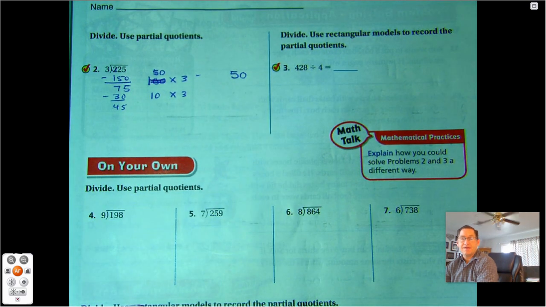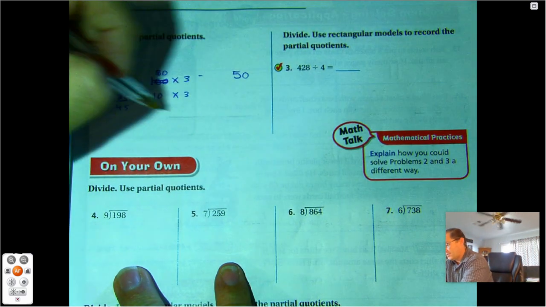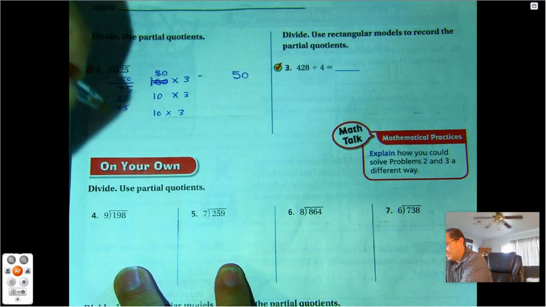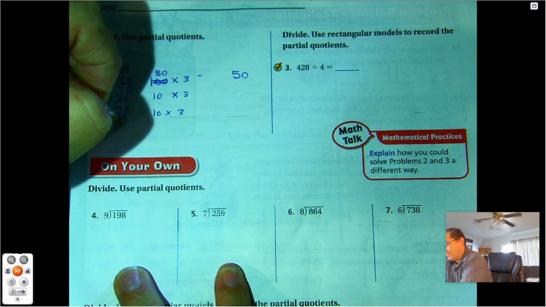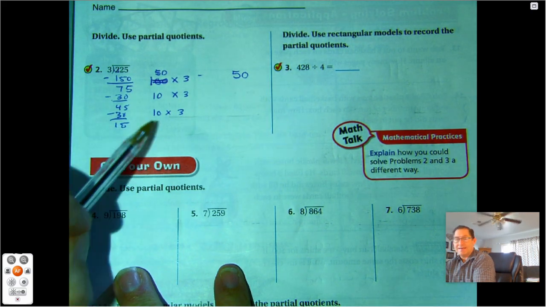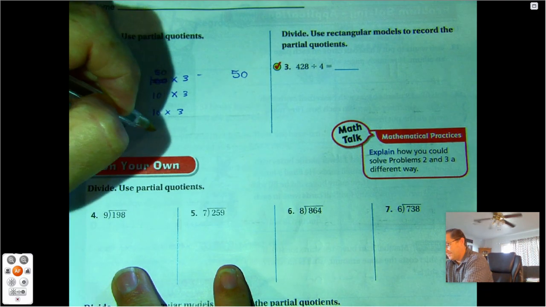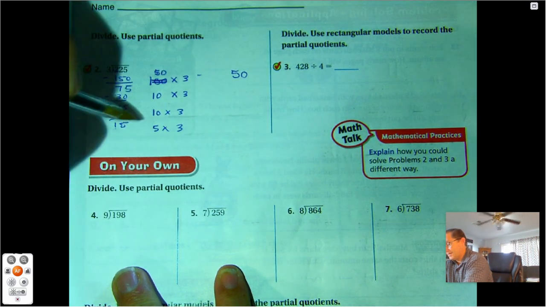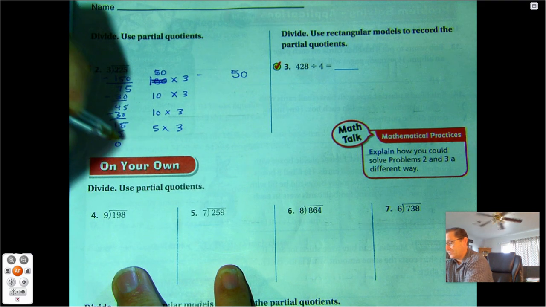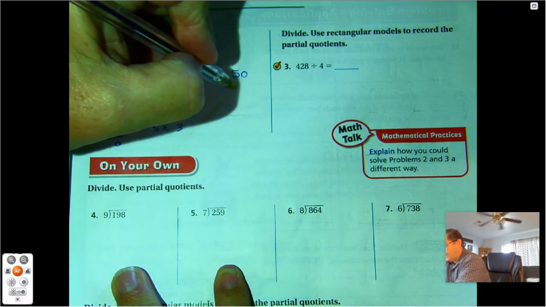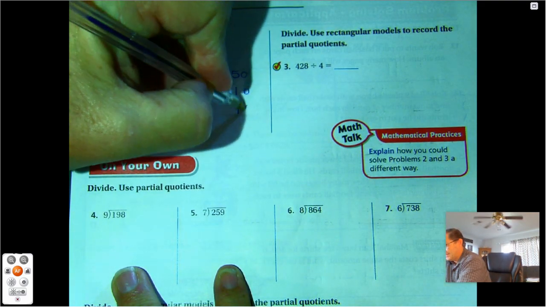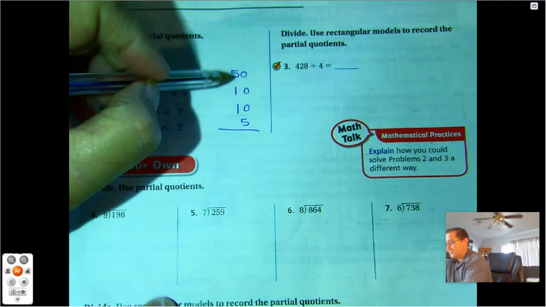Can I take away another set of 30? Sure. 10 times 3. So that leaves me 30. Now I'm down to 15. Well, I can't take away 10 sets now. So how about 3 times what is 15? 5 times 3 is 15, so subtract. So we have to add 50, 10, 10, and 5. So 50, 60, 70, 75.